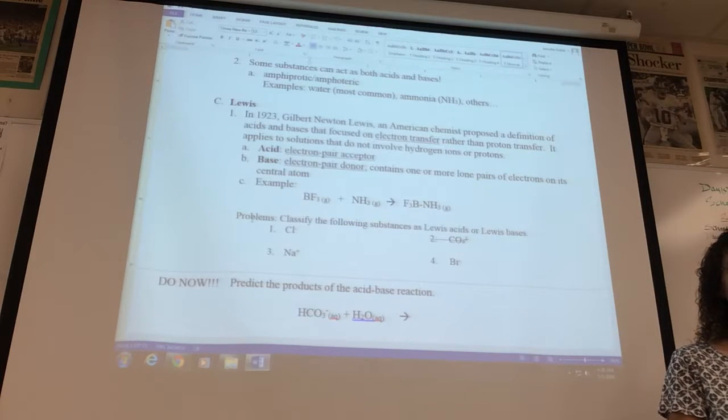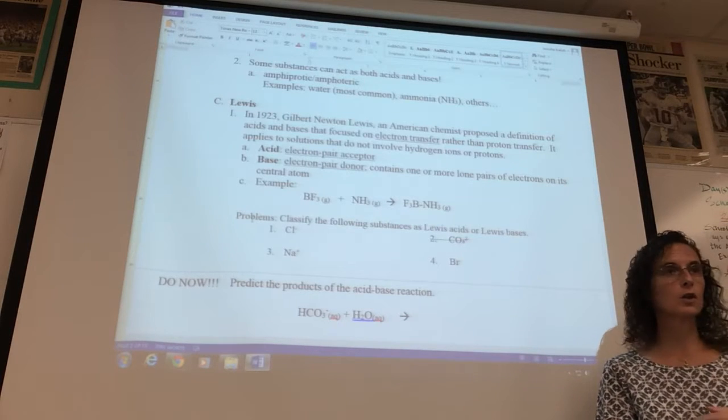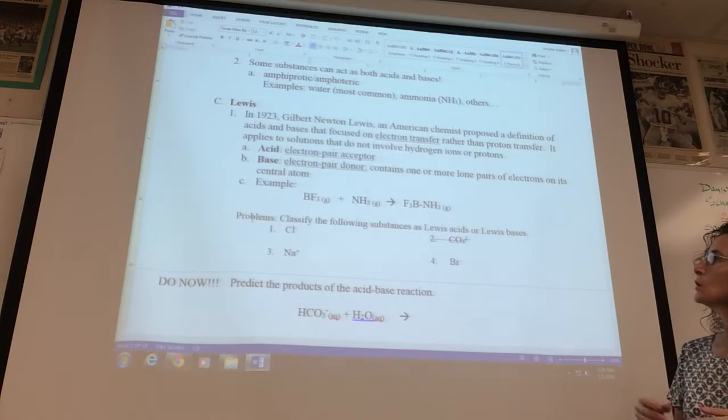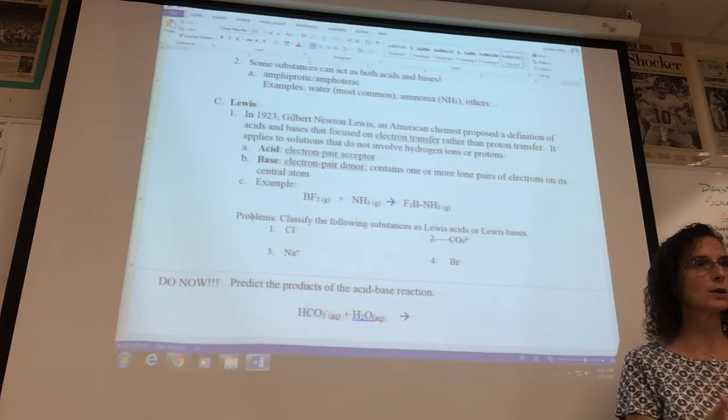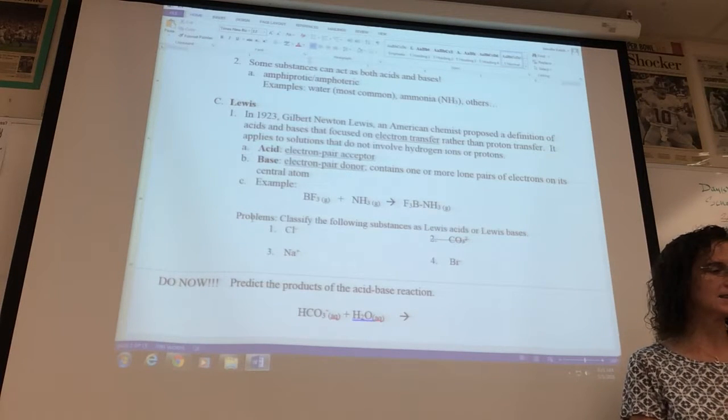All right, those of you who take AP Bio next year or the year after, you'll see it again. And that's an example of a Lewis acid. So a Lewis acid is an electron pair acceptor. A base is an electron pair donor. So the base donates an electron pair, the acid accepts.